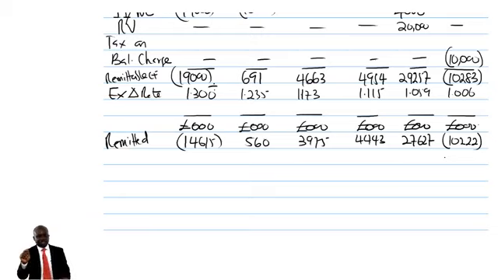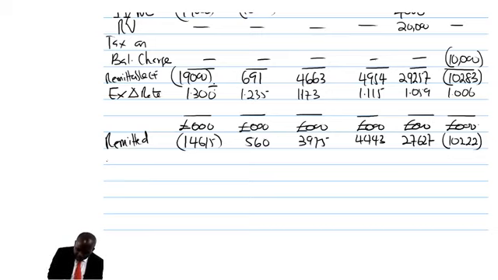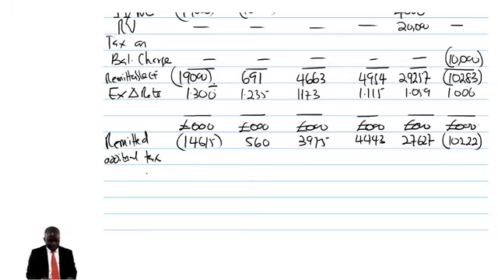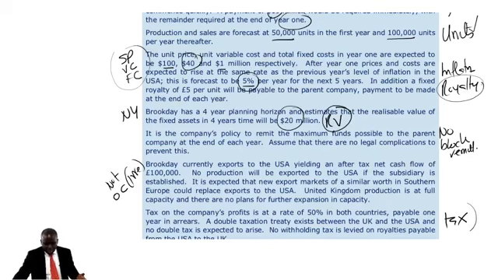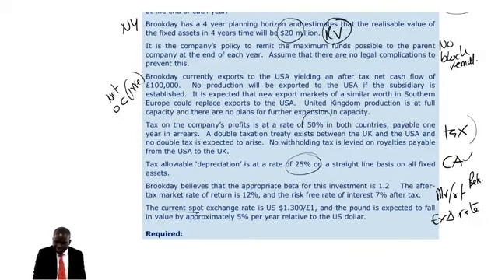If there's additional tax to be paid, this is where it should be. Additional tax to be paid. So go to the question. What is the UK tax rate? The question told us here, both countries are paying tax at the rate of what? 50%. And a double taxation treaty exists between UK and the USA.